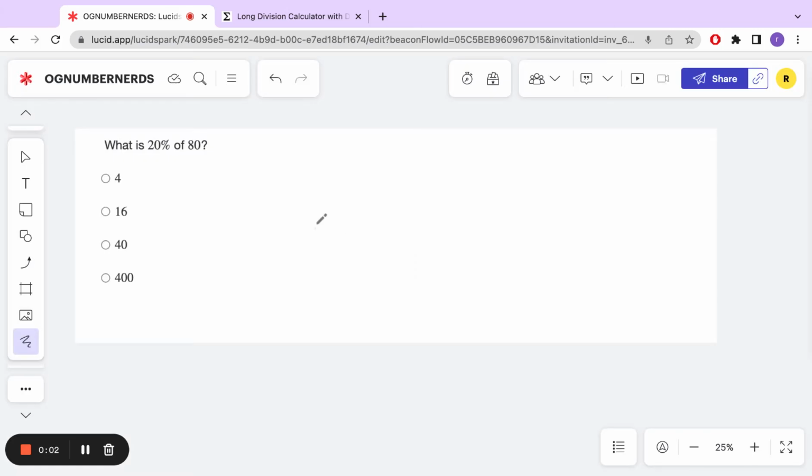What is 20% of 80? So we can write 20% as 20 over 100, multiplied by 80.